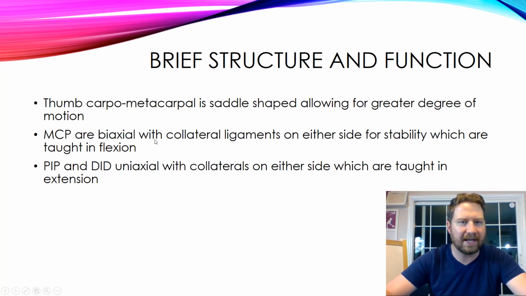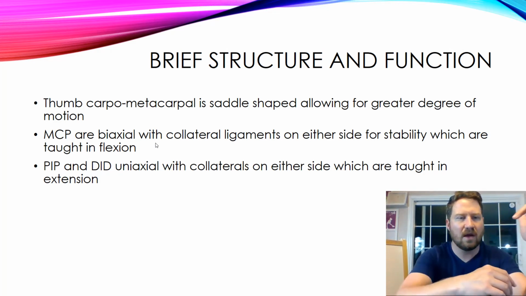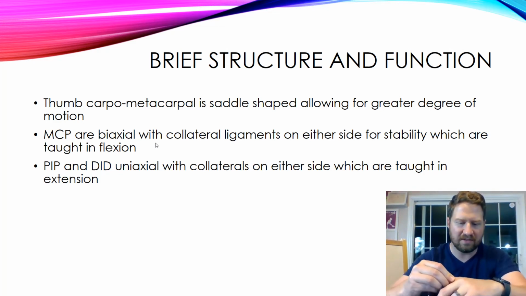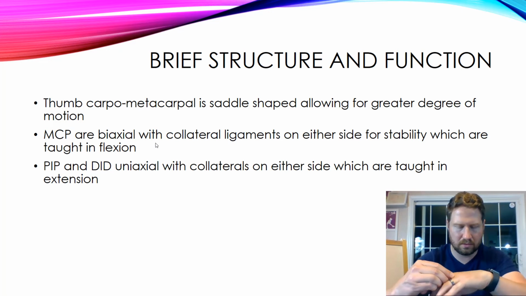Our MCPs are biaxial with collateral ligaments on either side for stability, which are taut in flexion. We talked about this in lecture in 120, I believe, right? So our MCPs, if they're tight in flexion, you can't go side to side. However, if you go side to side in extension, you can get some wiggle going on, okay?